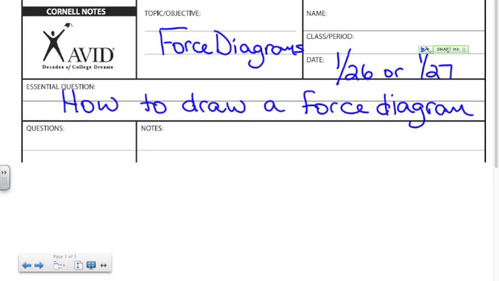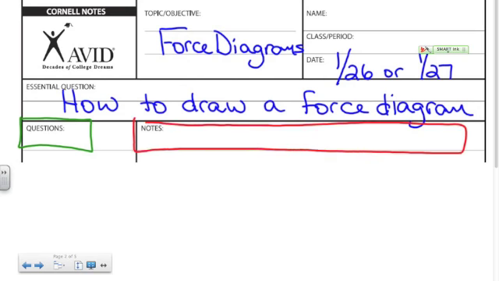Now, if you'll take a look, there are two categories on your Cornell Notes paper. You have a question side over on the left-hand side, and then you have this big section here for the notes. Now, what I'm going to do is have you divide your notes into the left side and the right side of the notes section. On the left-hand side, we're going to be including the steps of how to make a force diagram, and then on the right-hand side you're going to actually be doing a picture or an example of one. So when I'm referring in the video to the left and right-hand sides, that's what I'm referring to.